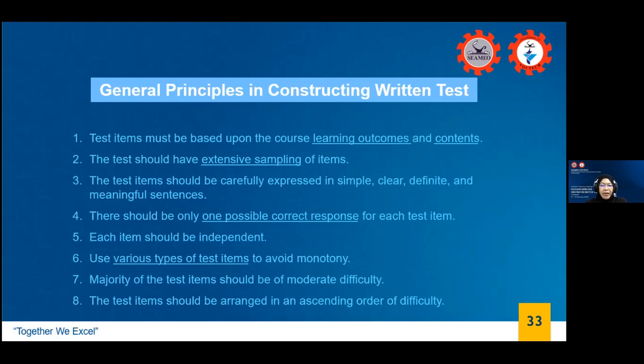And the test should be arranged in an ascending order of difficulty. What does it mean? Your test items format should be from easy to difficult. Now, if you say you're going to come up with a test, don't start with essay and then you end up with true or false. You start with true or false and then followed by completion, and then you could have matching type, or you could have true or false, matching type, and then multiple choice.